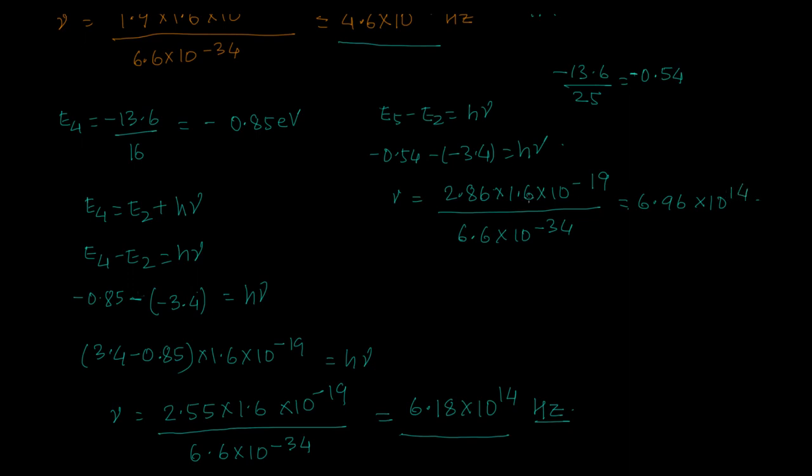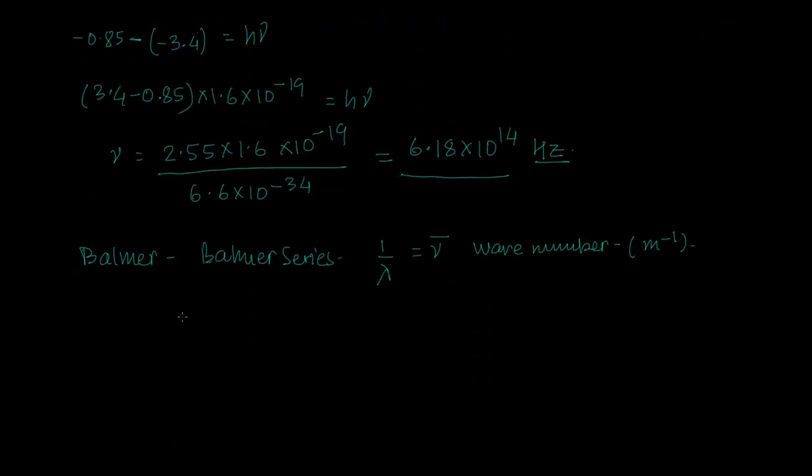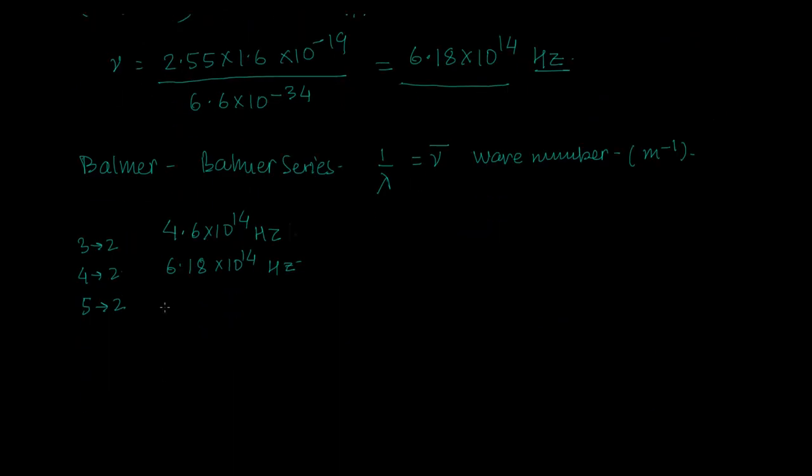This is again in the visible region, right? So these three, we till now got three of them. So the first frequency is 4.6 into 10 to the power 14 hertz. This is the transition from 3 to 2, right? This is from 4 to 2, that is 6.18 into 10 to the power 14 hertz, right? And that is 5 to 2, that we calculated just now, 6.96 into 10 to the power 14 hertz.